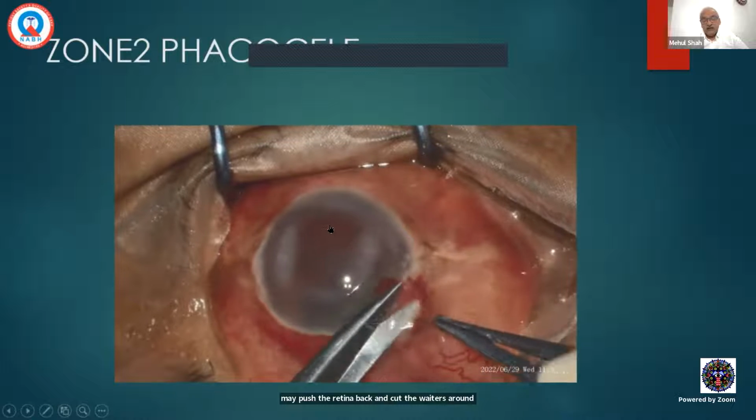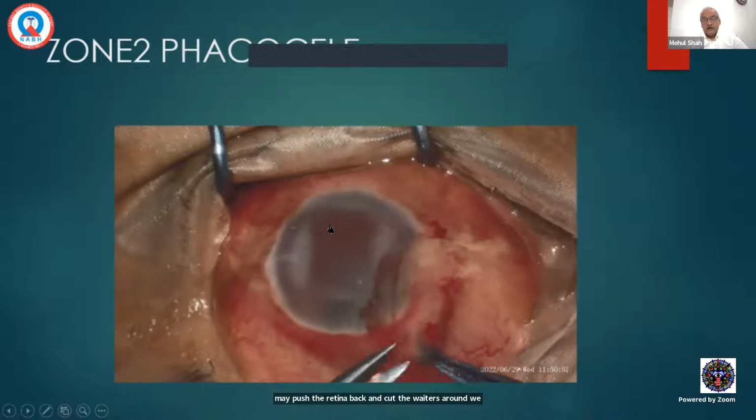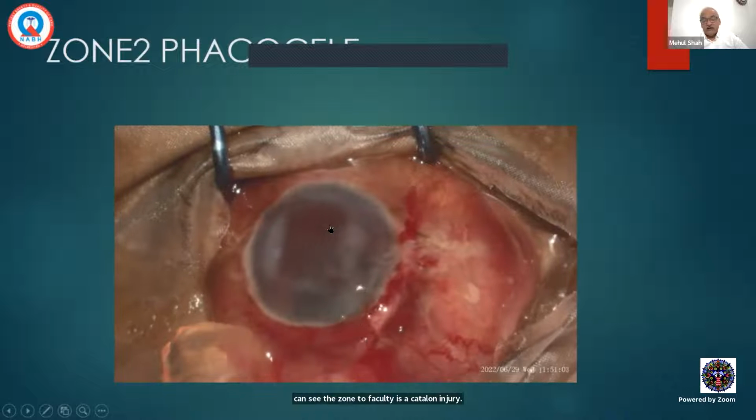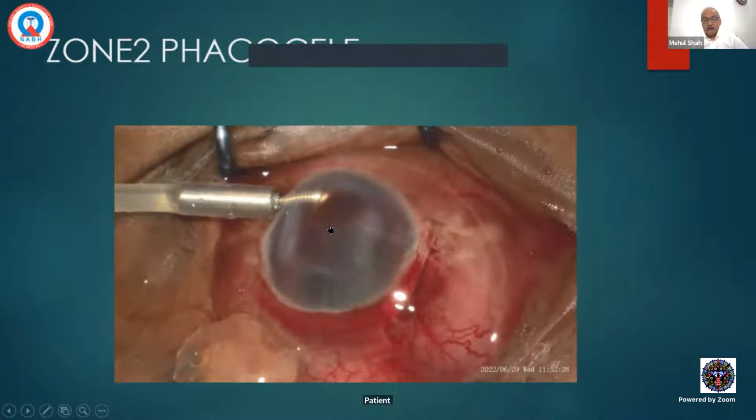This is a cattle horn injury patient. The patient presented with a phacocele. You can see the lens is out.